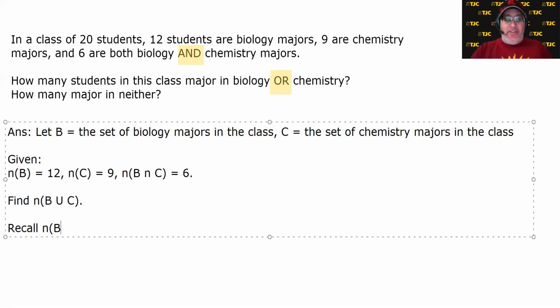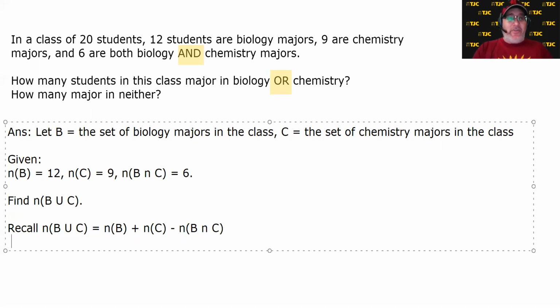Recall that the cardinality of the union is equal to the cardinality of the first set plus the cardinality of the second set. But that would be impossible in this case because 12 plus 9 is 21 and there's only 20 students in the classroom. The reason it's over and the reason it's wrong is because when you add the cardinality of the biology majors and the cardinality of the chemistry majors, anybody who belongs to both is getting double counted, and hence we have to subtract the cardinality of the intersection.